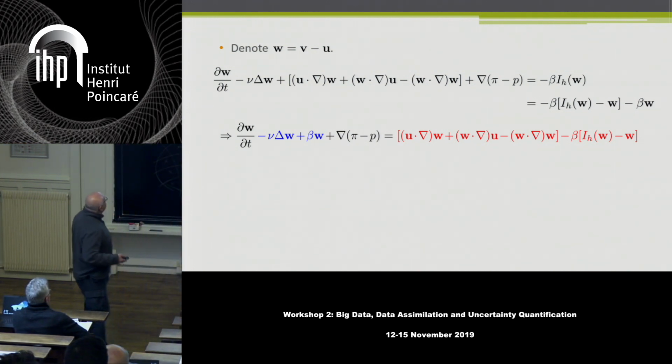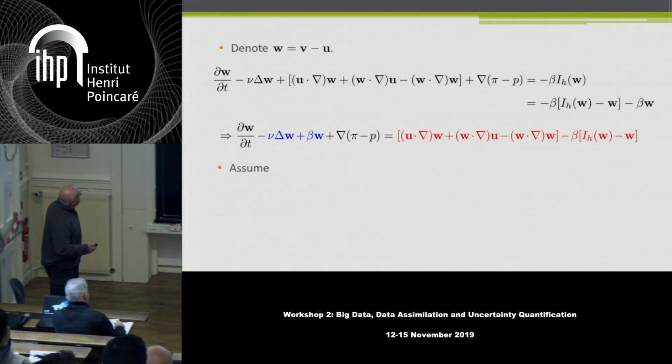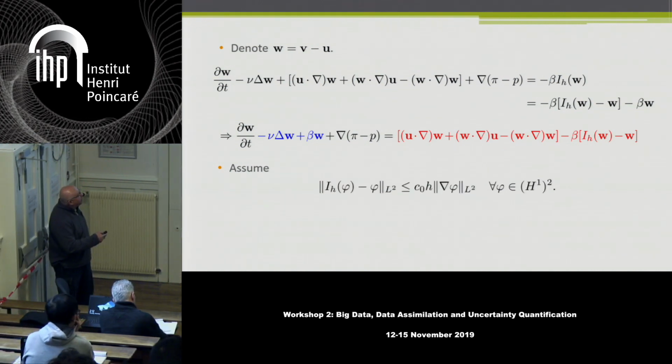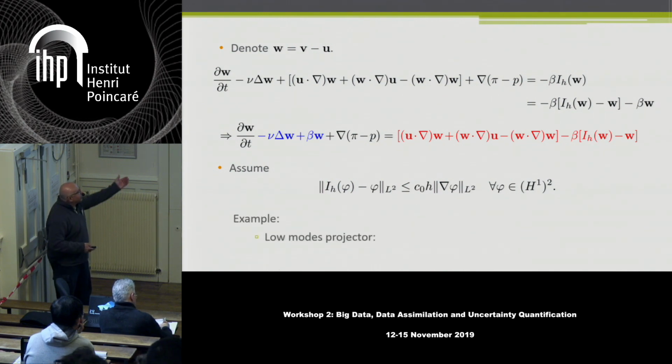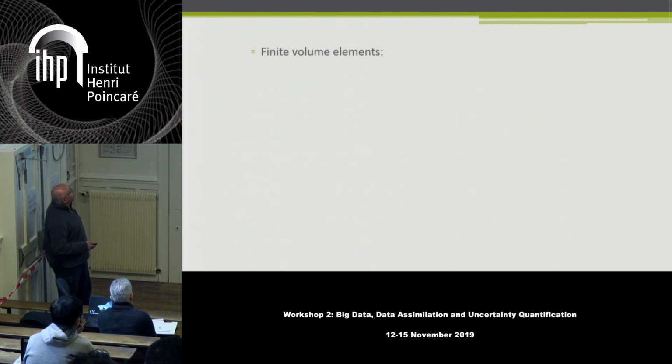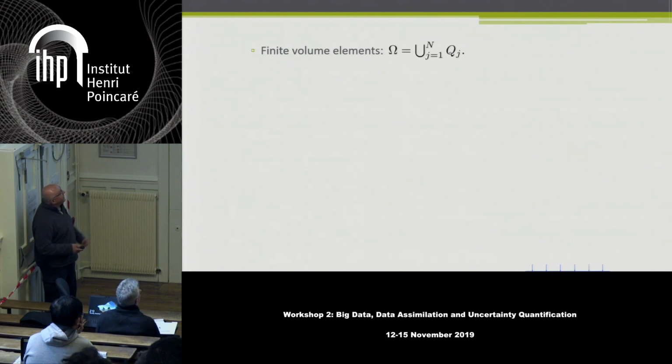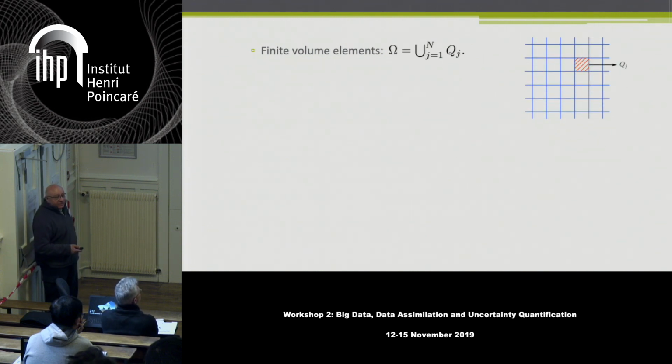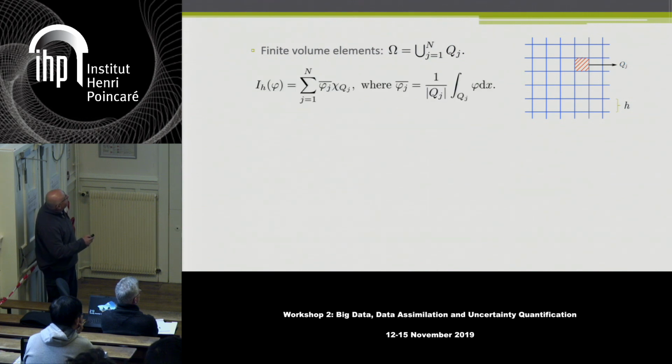So let me now summarize what happens. If I looked at this equation, one can assume that the interpolant operator is a good approximation of the identity. So it is small where h is the scale of the resolution. And as an example, one can take IH to be the low frequencies in the Fourier case. Or one can, for example, in finite volumes, divide the domain into squares, and then look for the local volume averages, and then take as an operator the approximation by step functions.